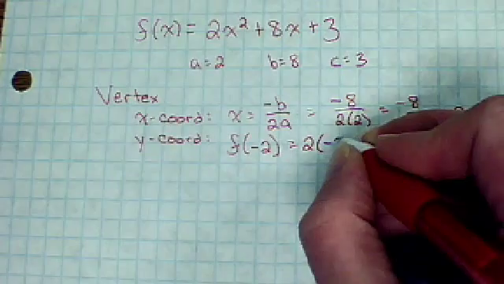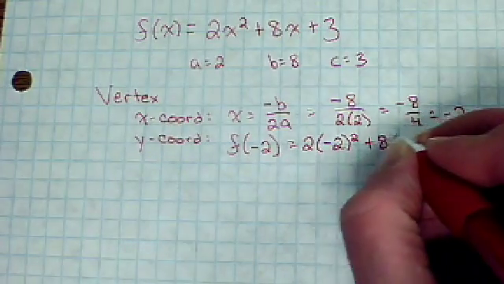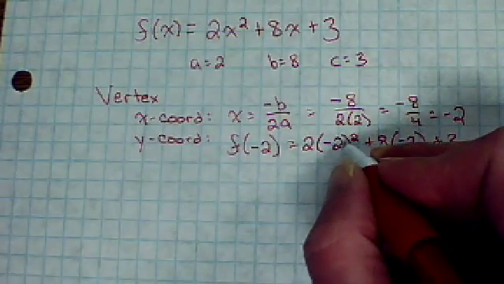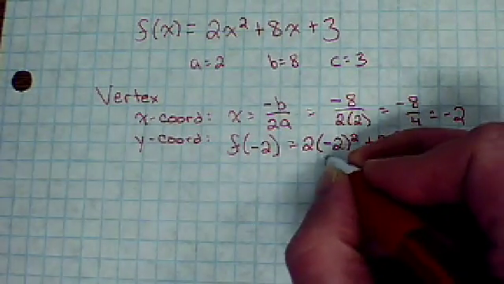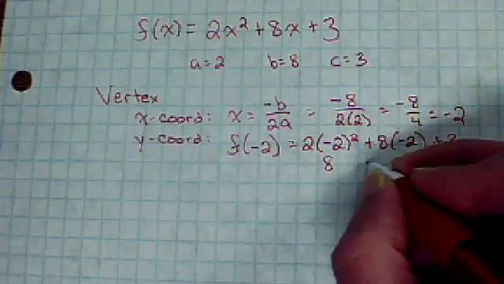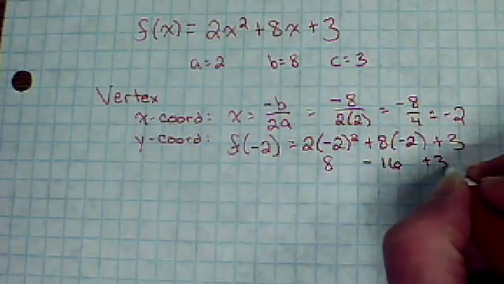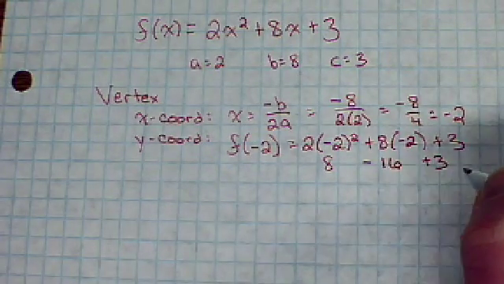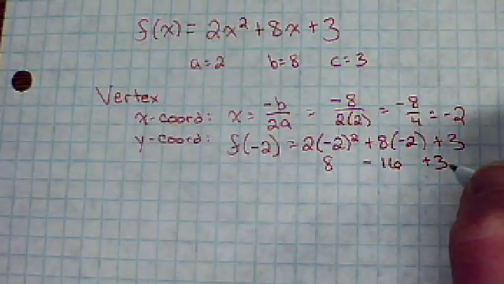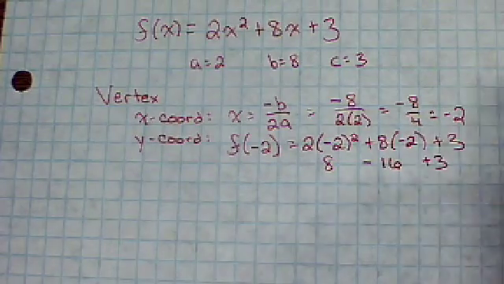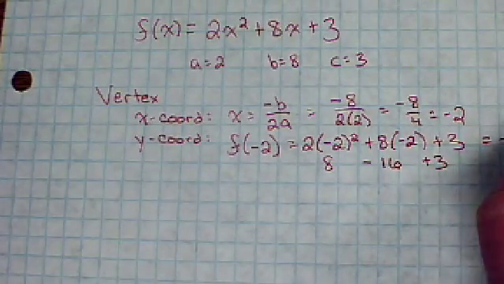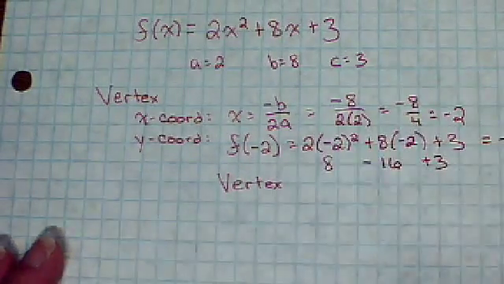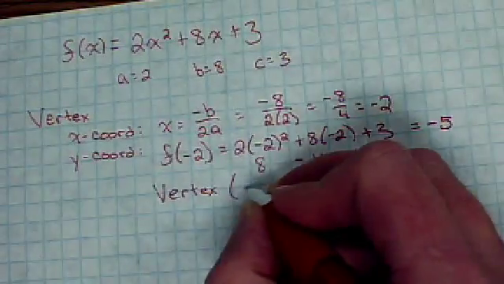So you'd have 2 times negative 2 squared plus 8 times negative 2 plus 3. Negative 2 squared is 4, so 4 times 2 is 8. This would be a negative 16. So I would end up with negative 8 plus 3. I believe I get a negative 5. So my vertex is at negative 2, negative 5.